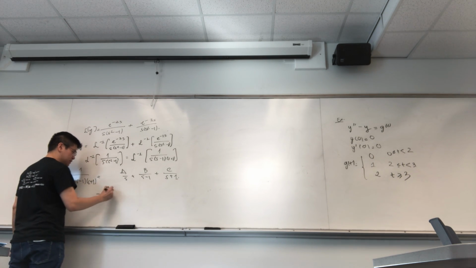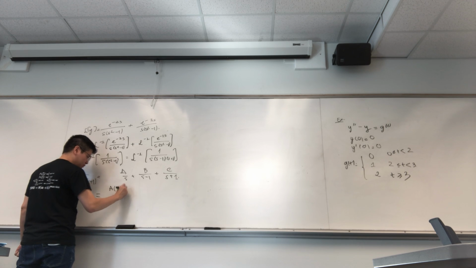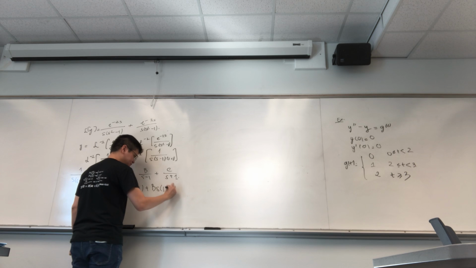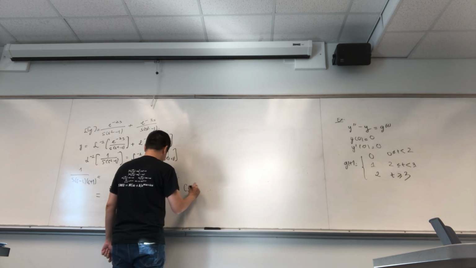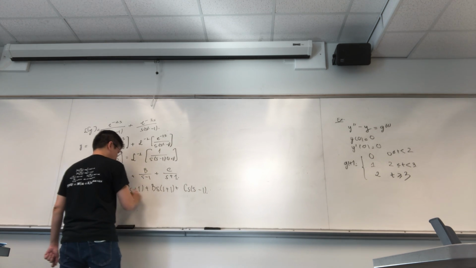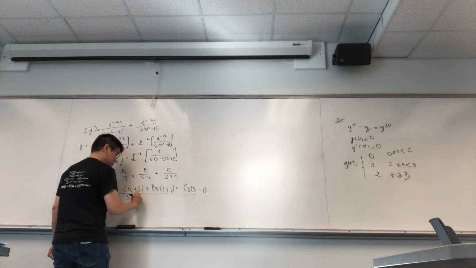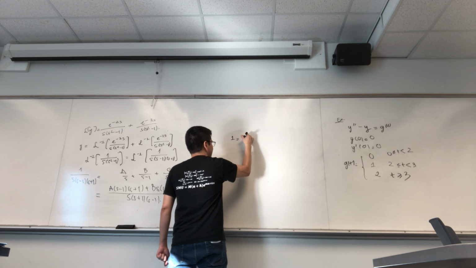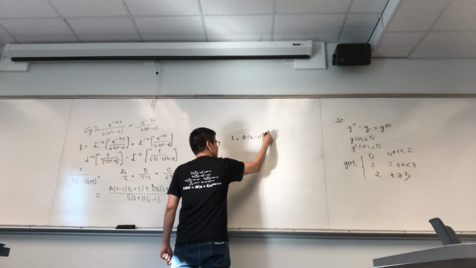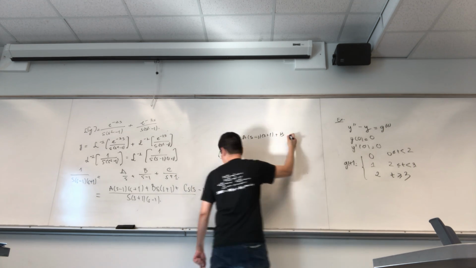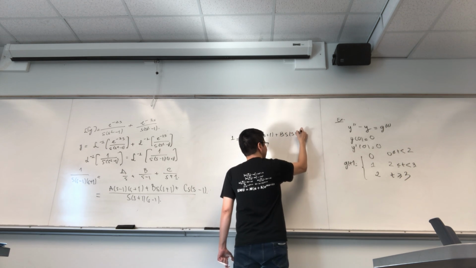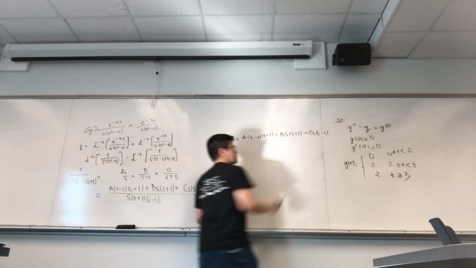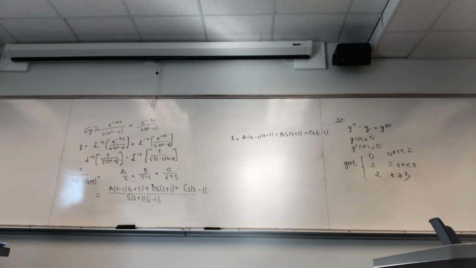Which means that this is equal to a(s minus 1)(s plus 1) plus b s(s plus 1) plus c s(s minus 1), over s(s plus 1)(s minus 1), which means that 1 is a(s minus 1)(s plus 1) plus b s(s plus 1) plus c s(s minus 1). So how can I find a, b, c?